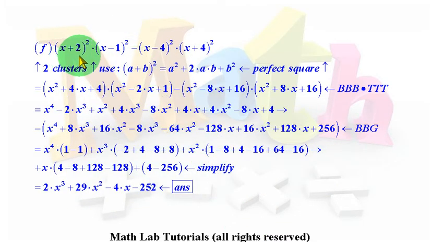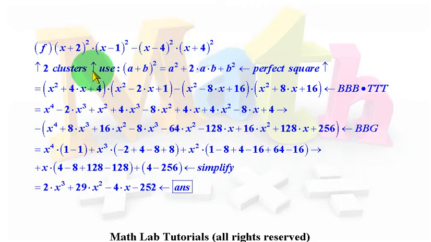And this question over here is very similar to the last one, except we see we have two clusters. The separator is the minus sign. So we have (x + 2)^2, that's a perfect square. (x - 1)^2, also another perfect square. (x - 1)^2, perfect square. (x + 4)^2, also a perfect square. And the inside of the brackets over here are all linear factors.